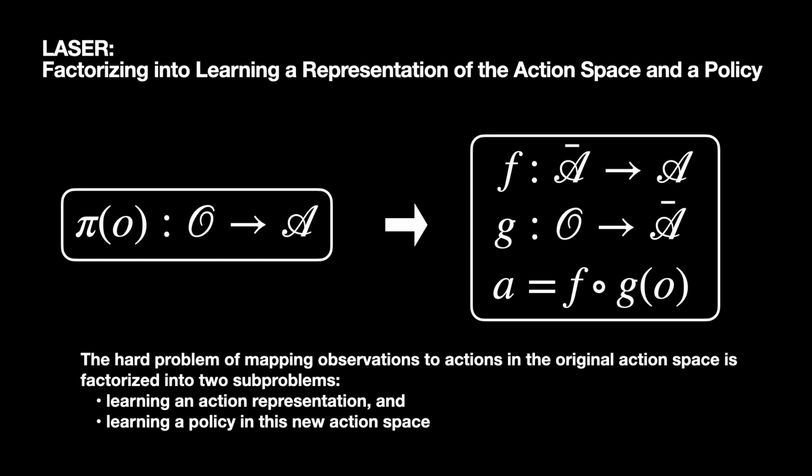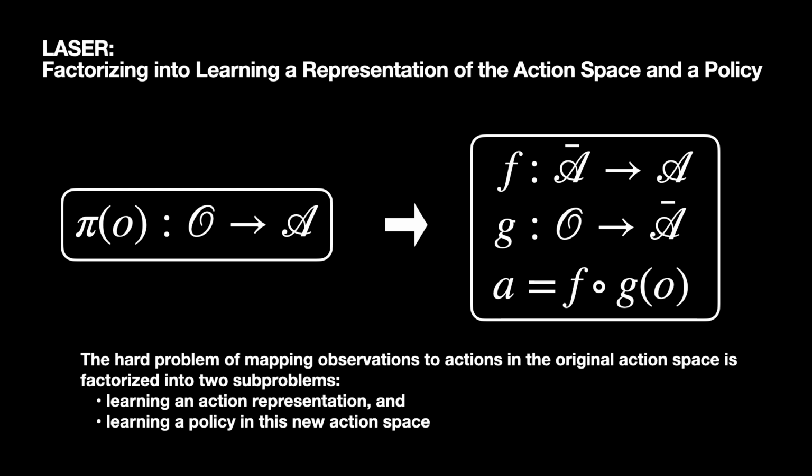We propose a decomposition of policy learning. It factorizes the problem of mapping observations to actions in the original action space into two subproblems. First, learning an action space for a task or task family in the form of a mapping F between action spaces. And second, learning another mapping G from observations to actions in the new action space, A bar. This second mapping is in fact a policy in the new action space.